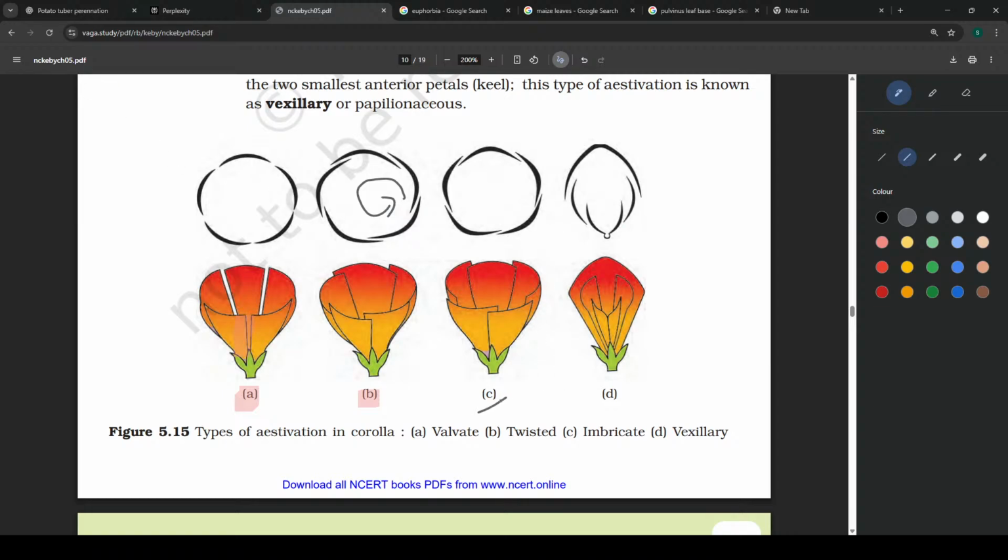This is twisted aestivation. And the third one is imbricate aestivation. Overlapping is also there, but it's not in a specific direction. They just overlap each other. There is no specific direction.